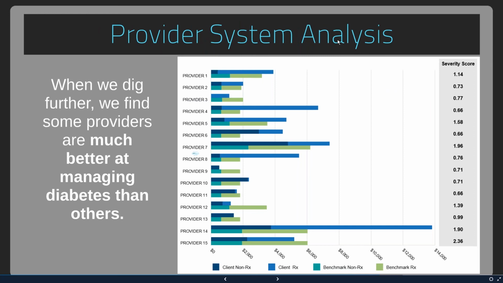So when we dig even further, we find that some providers or health systems are much better at managing diabetes than others. So again, these are rolled into episodes of care, and we're comparing the med-surg amounts and the pharmaceutical or RX amounts either to a market average or a benchmark. Over on the right, we have the severity score, which indicates the risk of the population that the health system is managing.